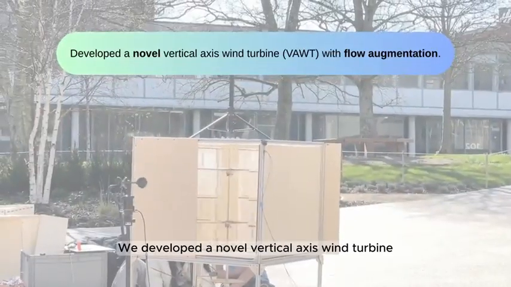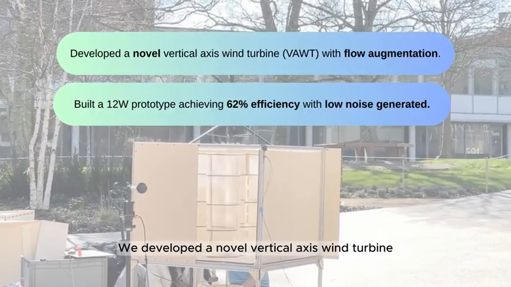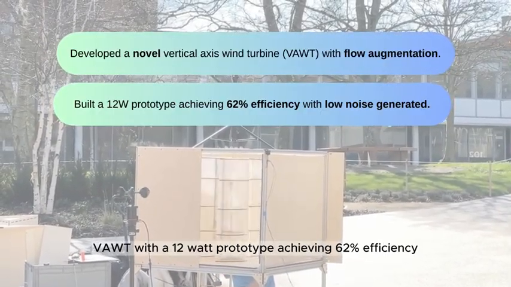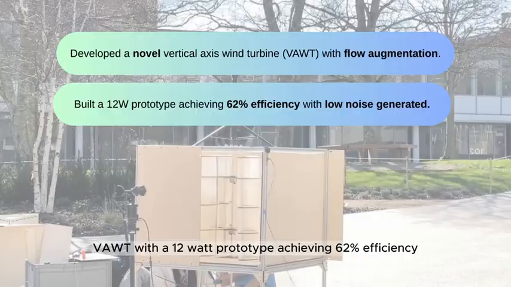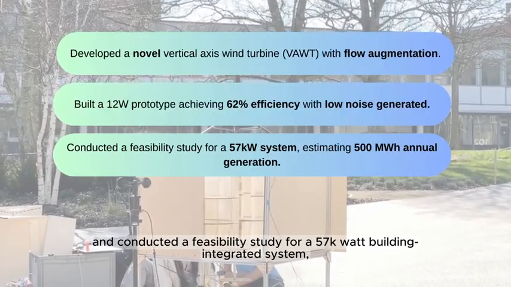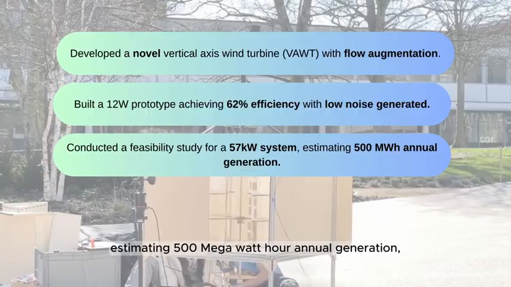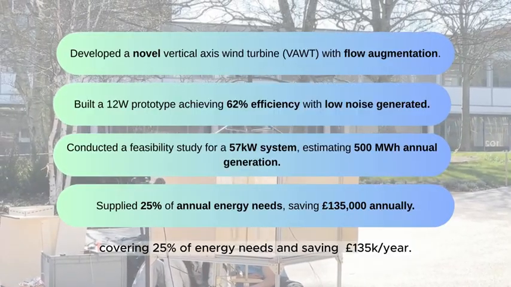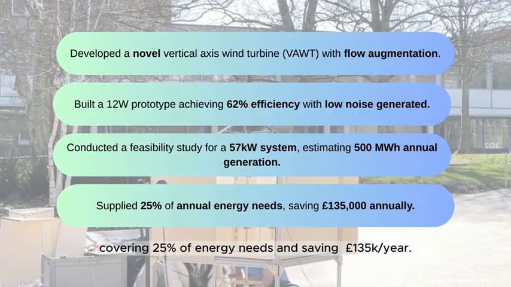To summarize, we developed a novel vertical axis wind turbine, VAWT, with a 12-watt prototype achieving 62% efficiency, and conducted a feasibility study for a 57 kW building-integrated system, estimating 500 megawatt-hours of annual generation, covering 25% of energy needs and saving 135K a year.